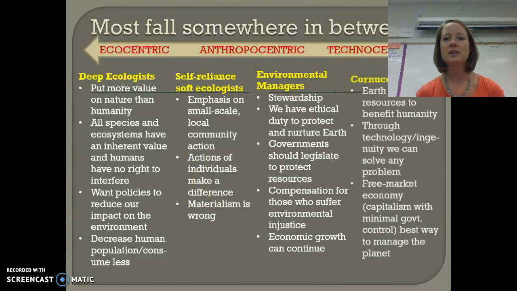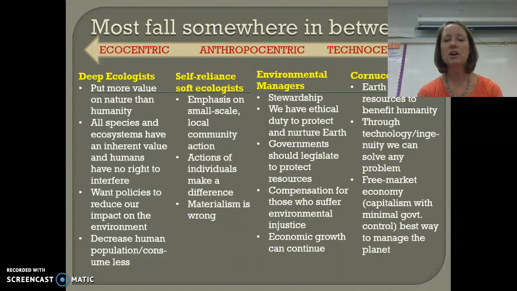Okay, then our last category are the cornucopians. So these are the far right of the technocentric. This is the idea that the earth has infinite resources to benefit us and that we can solve any problem that we create. A free market economy is the best way to manage the planet. So we want capitalism with as little government control as possible.